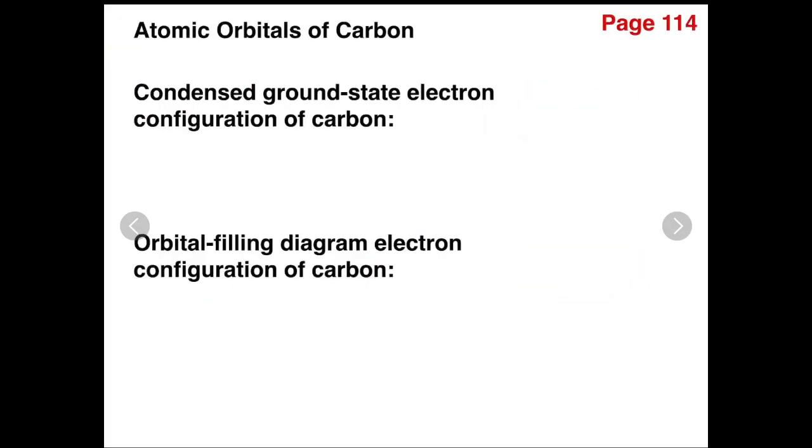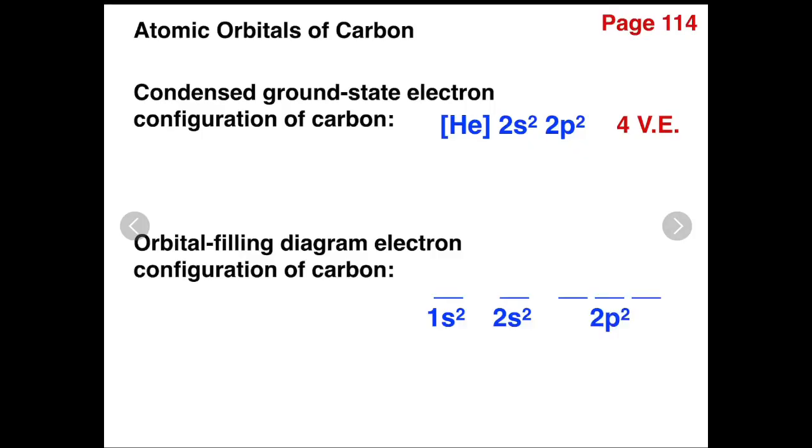Now let's take a look at an atom like carbon and see how carbon can actually form 4 bonds. I'm going to start with the electron configuration of carbon, which is helium 2s2 and 2p2. If you draw this, you will see that it contains 4 valence electrons. If you draw the orbital filling diagram, we see that 2 from the inner core and 2 from the 2s are already occupied. The only electrons that are unpaired are in 2p, so 1 and 2.